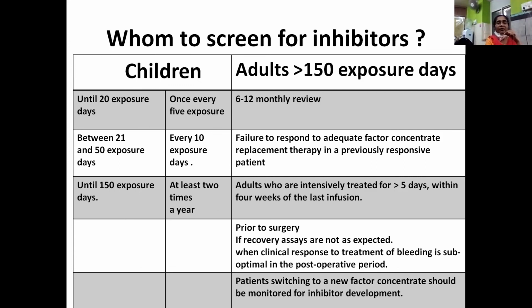Now, if they are beyond 150 exposure days, or in the case of adults, when should you do an inhibitor screen? All patients should be screened for inhibitors at least every year. Next, whenever there is a failure to respond to an adequate factor level, they should be screened. Whenever you are embarking on any surgical procedure for hemophilic patients, you should always do an inhibitor screen prior to the surgery, because we should know whether the patient is going to respond to our factor therapy. And whenever we are switching between products, we should also proceed with an inhibitor screen.